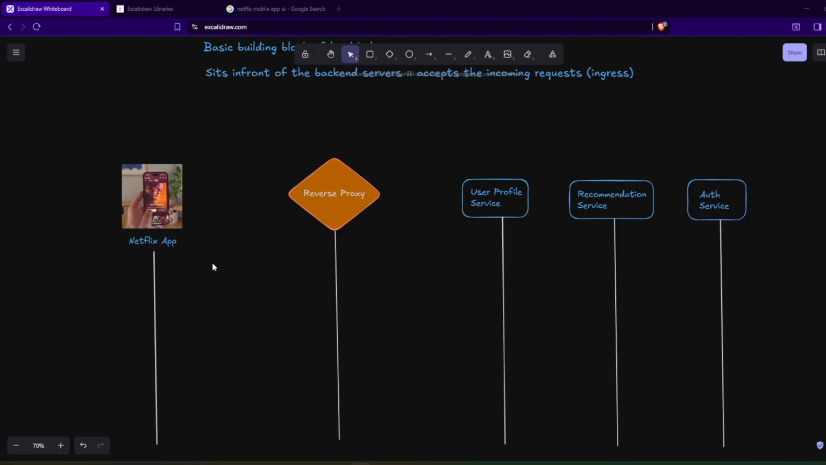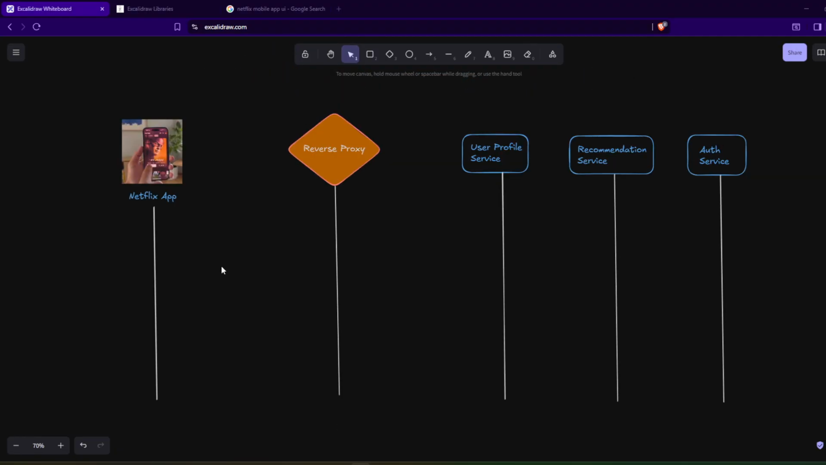So the moment you spin up your app, you tap onto your application and it gets launched, you will see that your user profile is getting populated, and then the recommendation service, and a few other details also like your watch history. Many services will come together and give you your collective homepage. So we will just select the user profile and the recommendation service right now, and also the most important thing, that is the auth service.